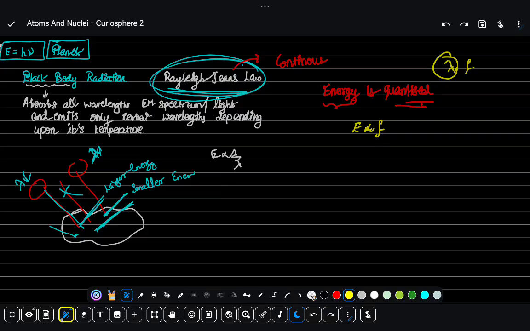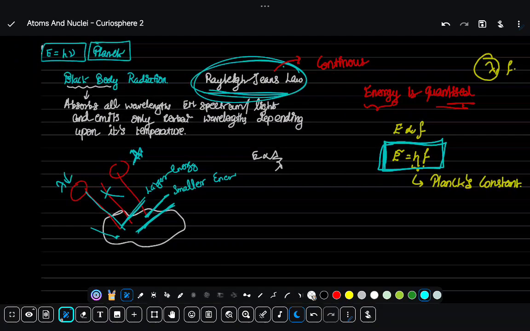So he used frequency rather than the wavelength, and he directly correlated energy with frequency, and to make it an equality, he used a constant of proportionality called h. This constant of proportionality is known as Planck's constant, right? This one simple formula changed the way physics works. E is equal to h nu. E is equal to h nu.